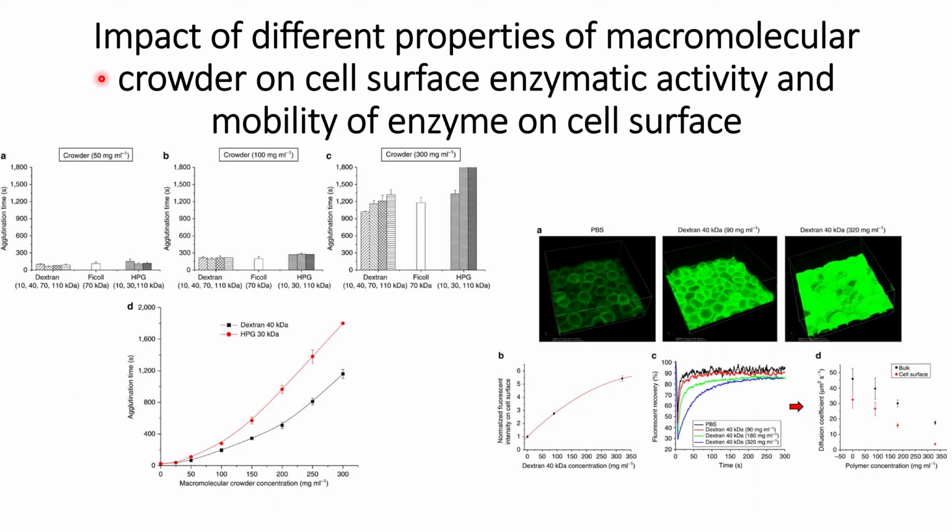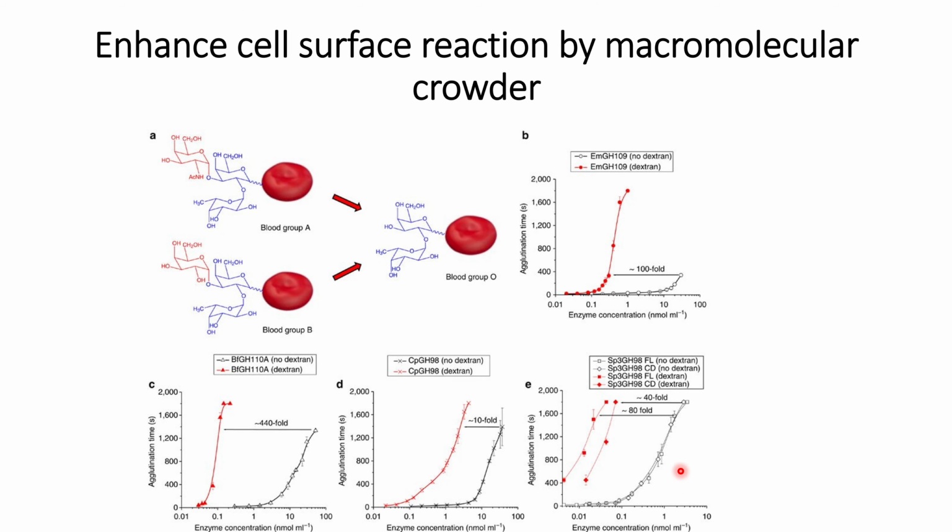In this video, we will discuss the impact of different properties of macromolecular crowder on the cell surface enzymatic activity and the mobility of enzyme on the cell surface. In the previous video, we have seen the results where it is clear that with the use of macromolecular crowder, that is Dextran, there is an increase in cell surface enzymatic reactions by manifold.